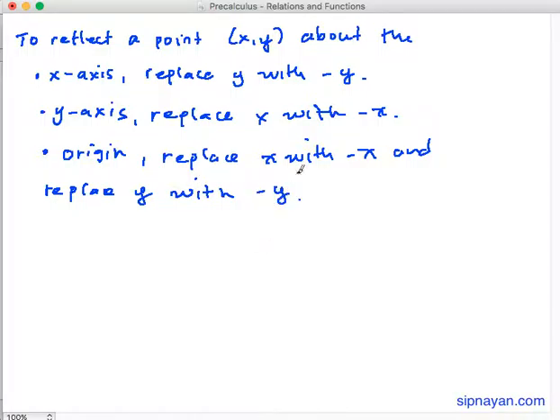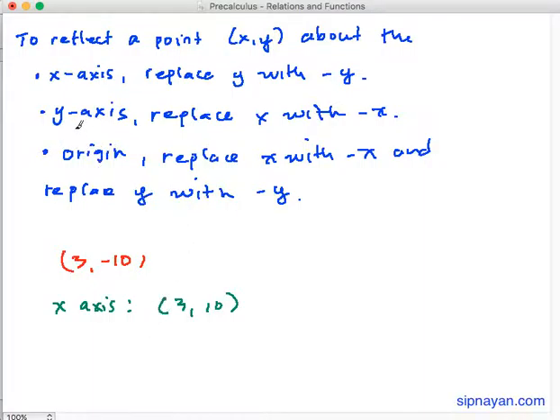Okay, so just one example. Kung may point tayo na (3, -10), this is our original point. Pag in-reflect natin siya about the x-axis, ano nakalagay dito? Replace y with negative y. So magbabago yung sign nito, magiging (3, 10) siya.